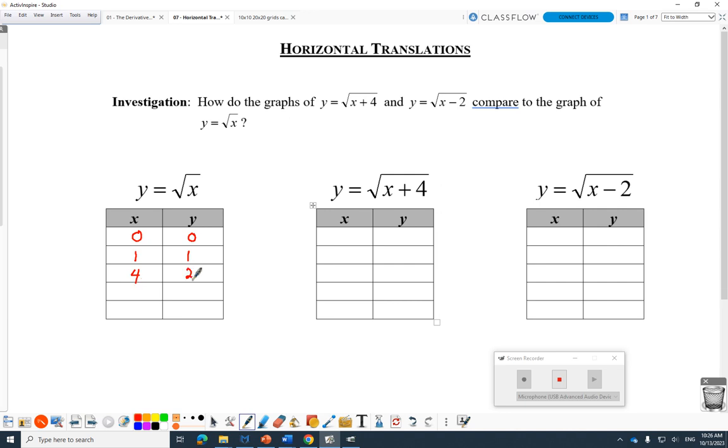Well, what's the next one? 9. Square root of 9 is 3. The next one? 16. And that's a 4. That's more than enough to graph. I might have made you on your assignment do more than that. So would you go up to 25? You did the next one too, right?